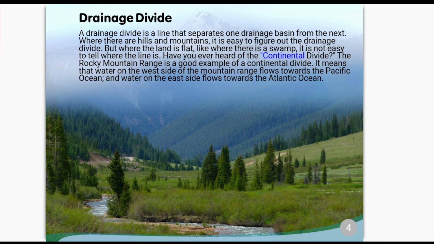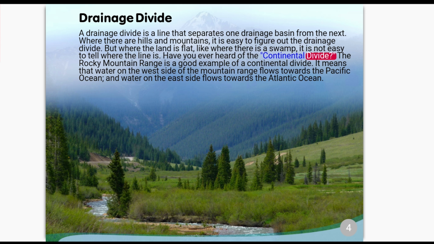Drainage divide. A drainage divide is a line that separates one drainage basin from the next. Where there are hills and mountains, it is easy to figure out the drainage divide. But where the land is flat, like where there is a swamp, it is not easy to tell where the line is. Have you ever heard of the continental divide?